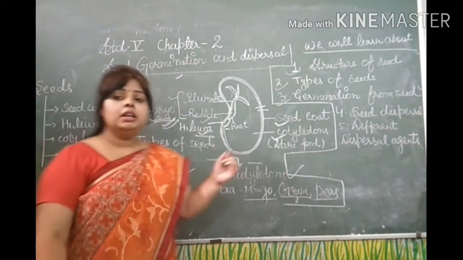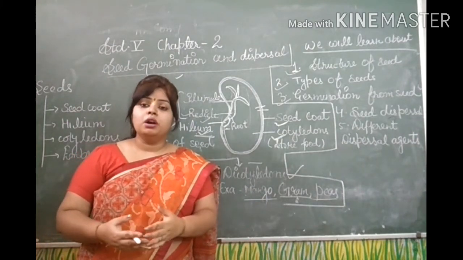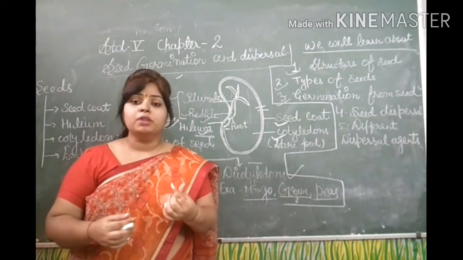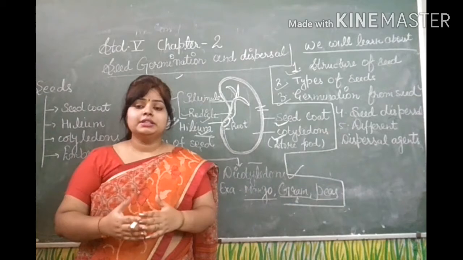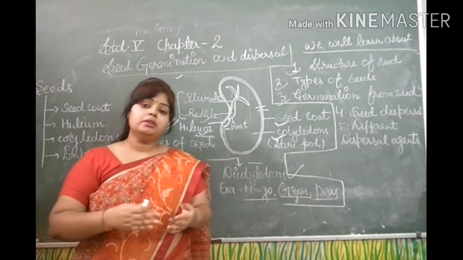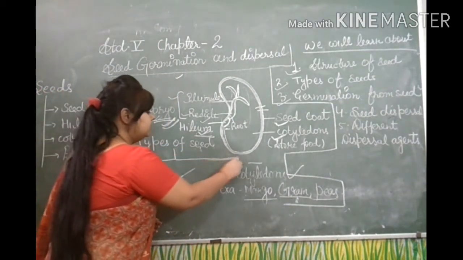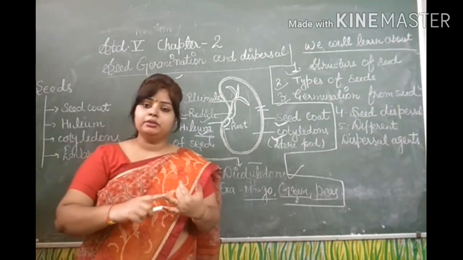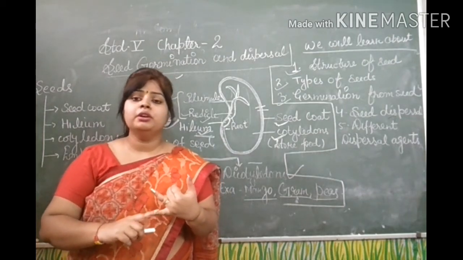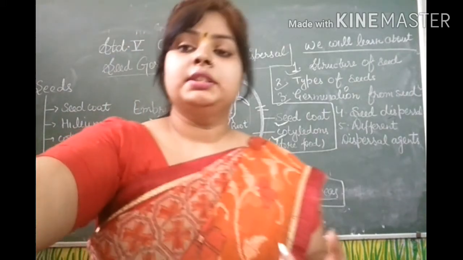Last is hilum. Hilum is a dot-like structure and it absorbs the water because the food stored inside the cotyledon is in a dry form. So, dilution is necessary for the food, and hilum provides the water to the cotyledon for the dilution of the food. There are two types of seed, monocotyledon and dicotyledon. When a seed has a single leaf, that is monocotyledon, and when a seed has two leaves, that is dicotyledon.